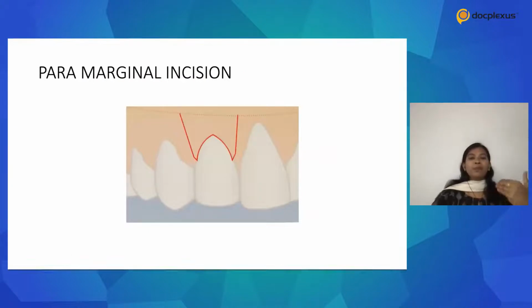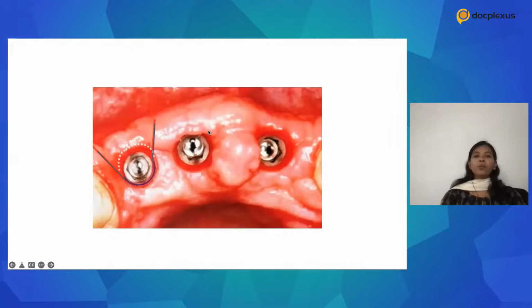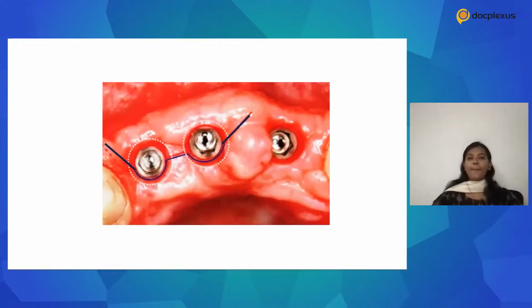Most commonly, for placing a membrane, you will have to use a para-marginal incision like this, not a marginal incision. So you will have a circular incision placed and a para-marginal incision like this. It will help you to have successful placement of the implant. Once you do that, you will have enough soft tissue approximation possible. So the incision will be placed like this, para-marginal, like this.